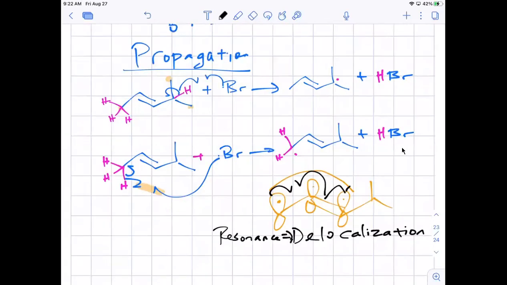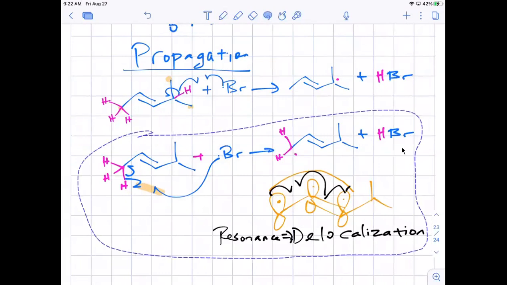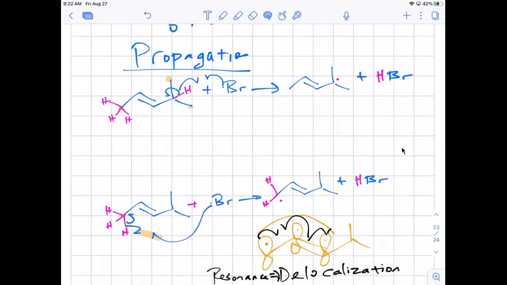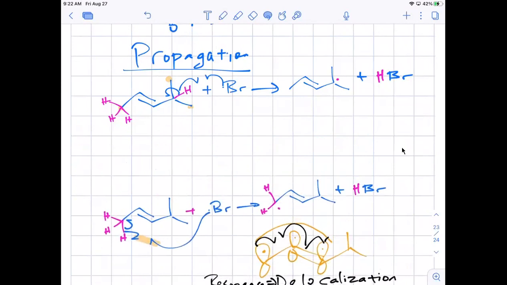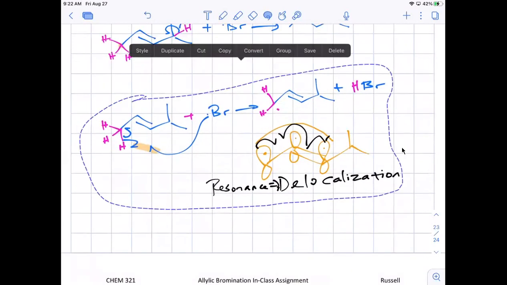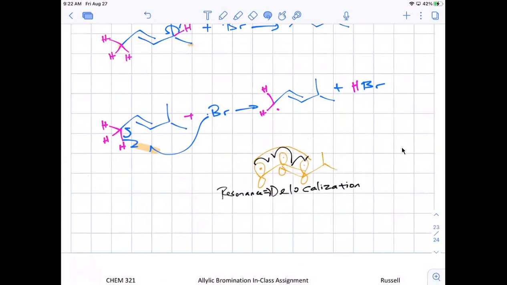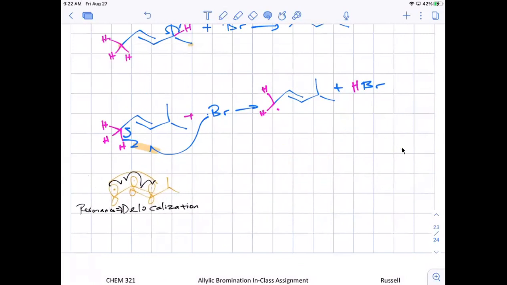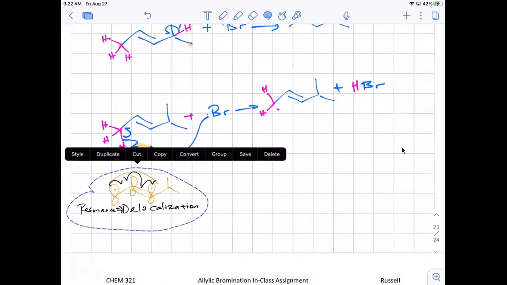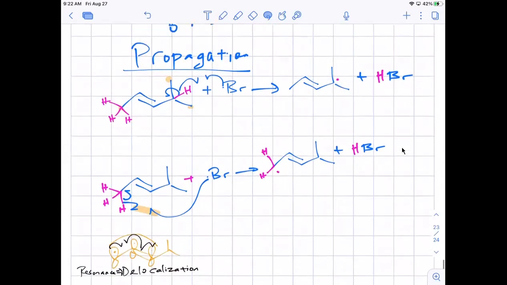Right, so both of those molecules up top, both of those radicals can undergo resonance. Everybody agree with that? Yes. I'm going to move this over here so I can have room to draw my resonance form.